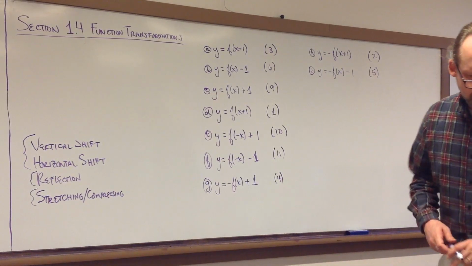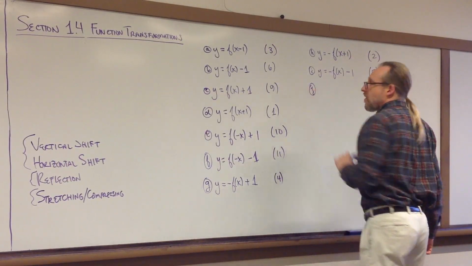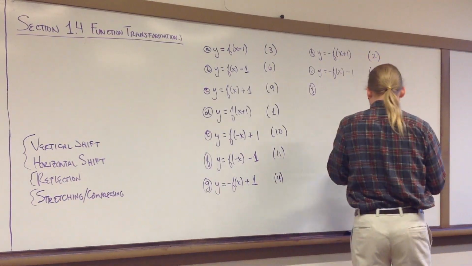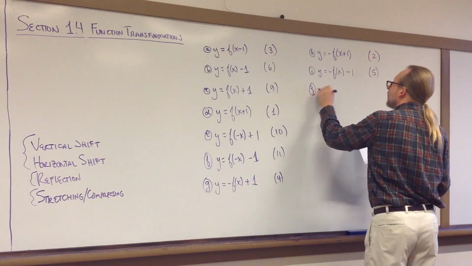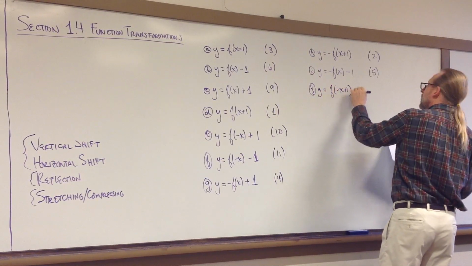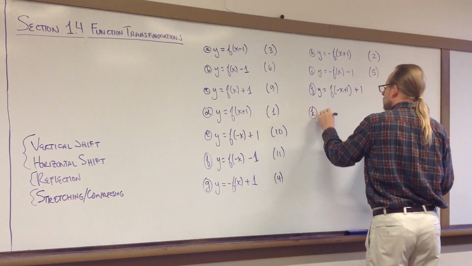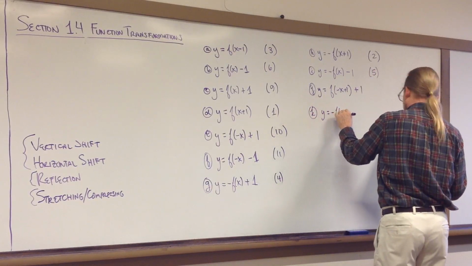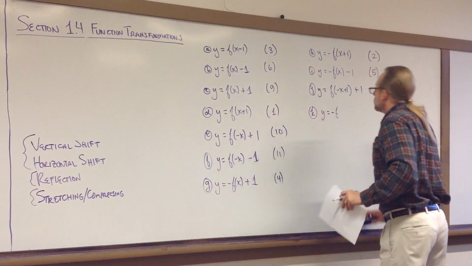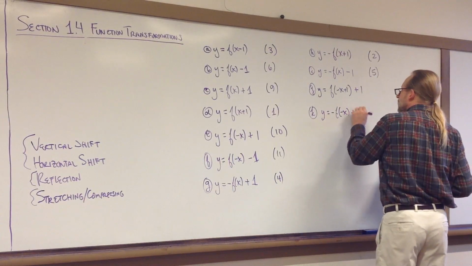Coming to the end here. J is going to give us f of negative x plus 1, f of negative x plus 1 plus 1. And then k is going to be negative f of x. Oh, negative f of negative x. Interesting. And then plus 1.